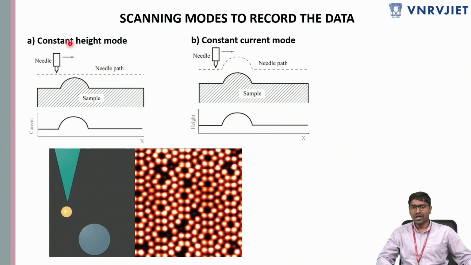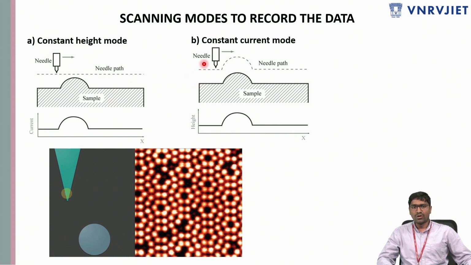In constant height mode, we place the tip and sample at a particular distance and monitor the current. Wherever there is a hump, the current flow will be high because the distance between the tip and sample is narrowed. That current can then be visualized on the screen. Wherever there is a depth, the current flow will definitely be low.